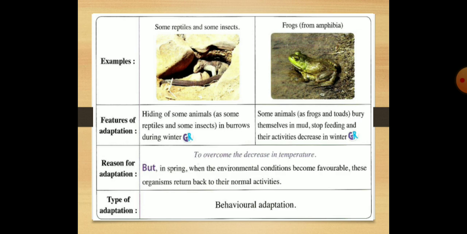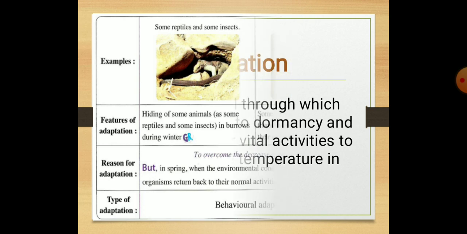And about the frogs and amphibians, they bury themselves in mud, stop feeding, and their activities decrease in winter. Both of them do this to overcome the decrease in temperature. But in the spring, when the environmental conditions become favorable, these organisms return back to their normal activities. So this type of adaptation is behavioral adaptation.